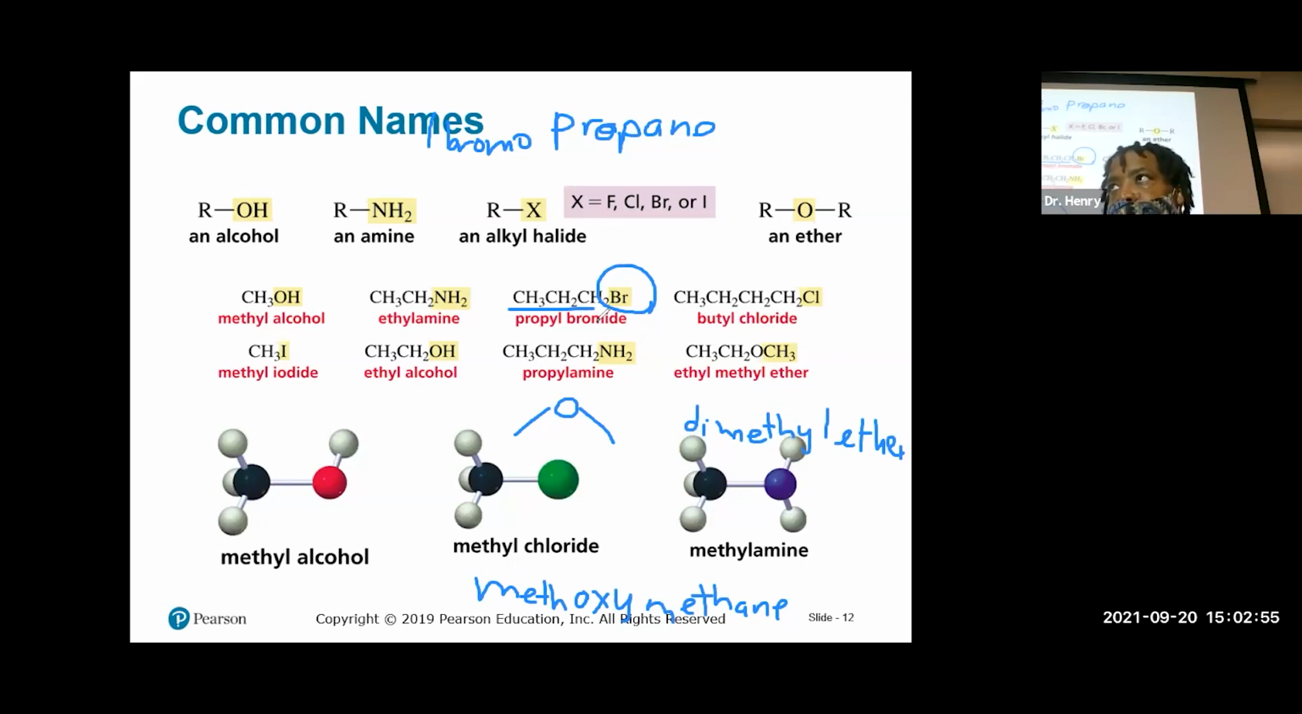This will be my first carbon in this case, this is my second carbon, and this is my third carbon. So that would be the systematic name, the IUPAC.